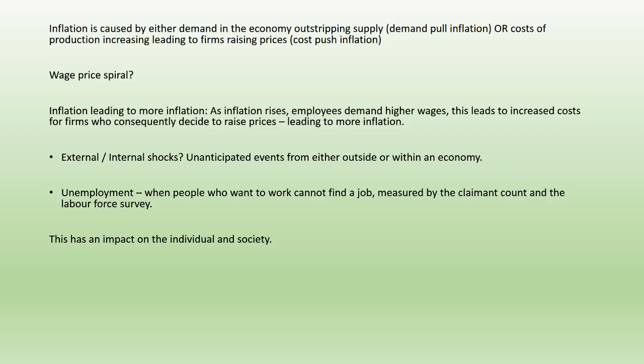Unemployment is the other big problem. So it's when people who want to work can't find a job. There's two measures of unemployment: the claimant count and the labour force survey. Claimant count is simply the number of people claiming job seekers allowance or unemployment benefits. The labour force survey is a survey which is sent out to households to assess their employment circumstances. Two slightly different measures with slightly different numbers in the end, because the claimant count is actually more of a harsh measure of unemployment, so fewer people are measured to be unemployed by the claimant count than the labour force survey, because it's quite difficult in some circumstances to claim benefits.